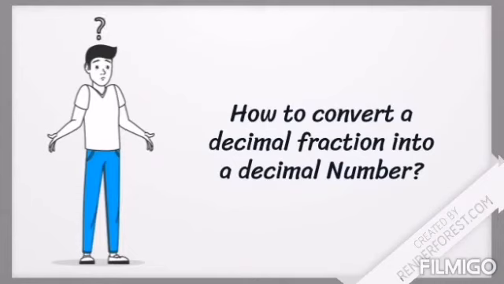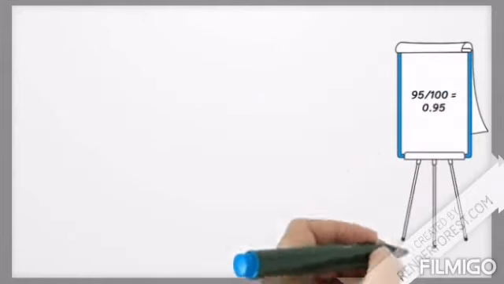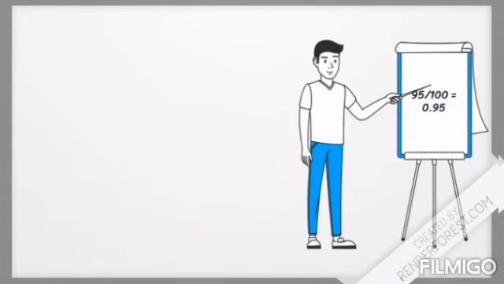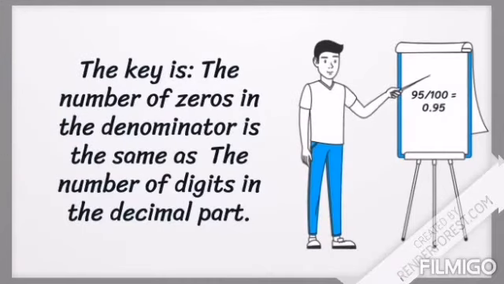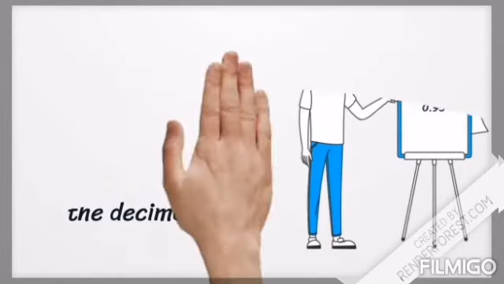After identifying the decimal fractions, we have learned how to convert them into decimal numbers. There is a key point, I should keep it in my mind. The key point says that the number of zeros in the denominator should be equal to the number of digits in the decimal part. So here I have 95 over 100, 2 zeros, so 2 digits in the decimal part. That's why it's 0.95.